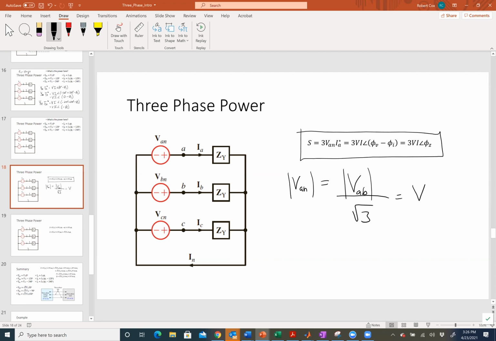So I could also write that S vector as 3 divided by square root of 3 times the magnitude of VAB times I with an angle of phi Z. Okay. What's 3 divided by the square root of 3? Square root of 3.